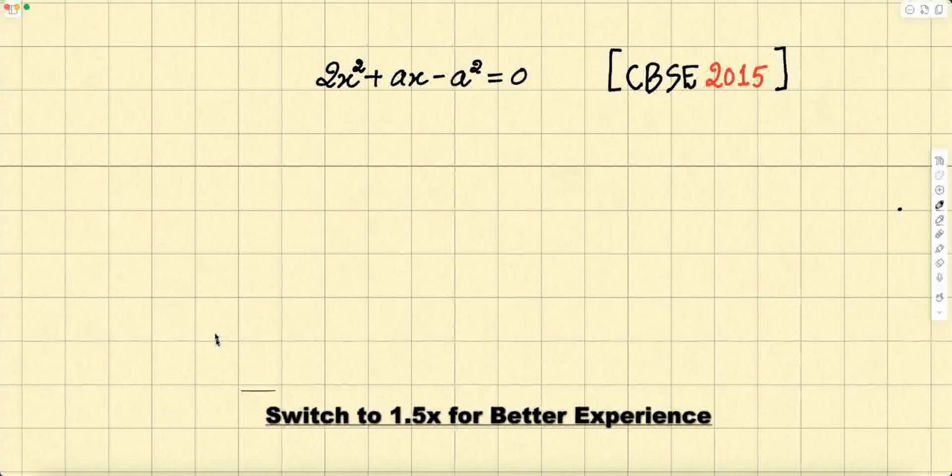Let's solve this question with the help of two methods. First one, the factorization method, and the second one, using the quadratic equation formula. So for the first method, we will use the concept of factorization.